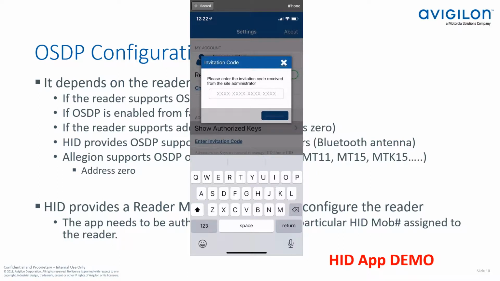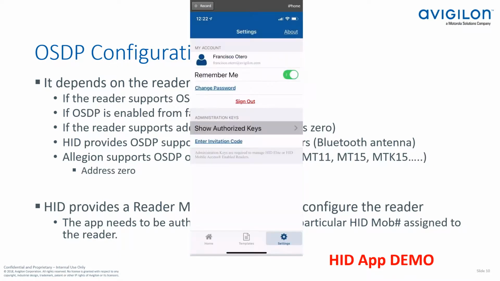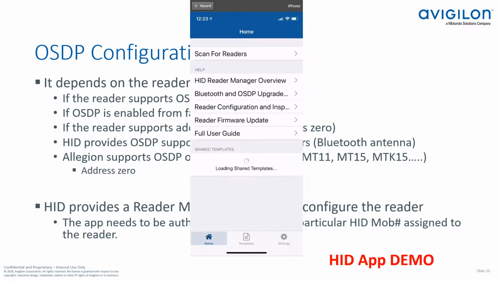Okay, so this is to prevent someone from just using the software and trying to reconfigure a reader that is on the wall. Once you have the mob number, back here on the home screen, you can search for the reader here. This will search for the reader.